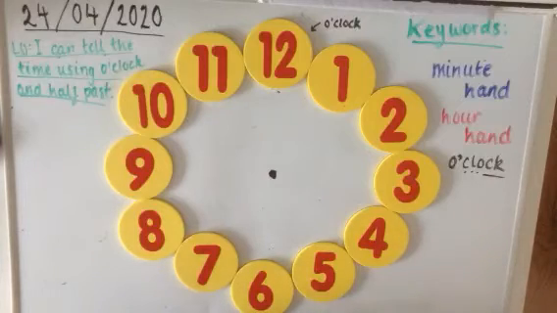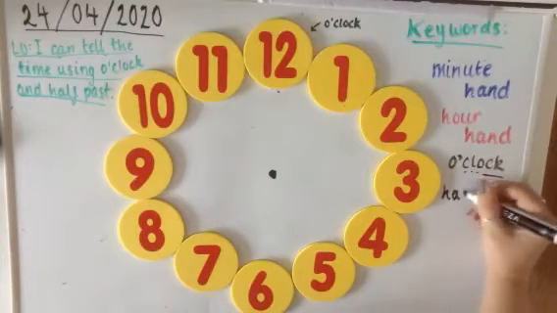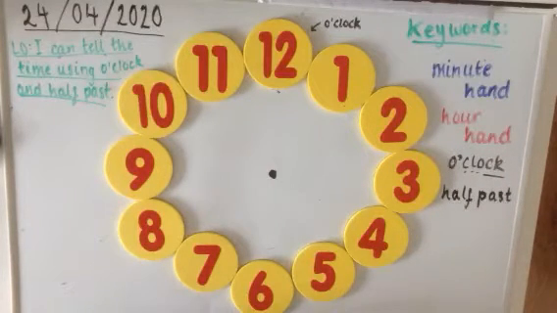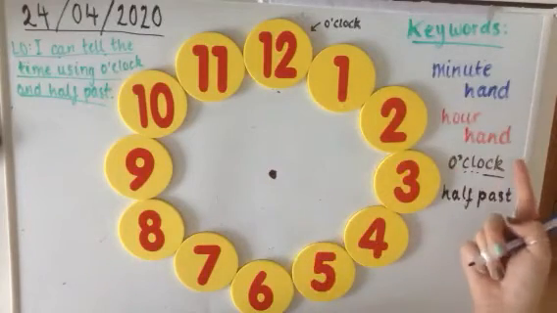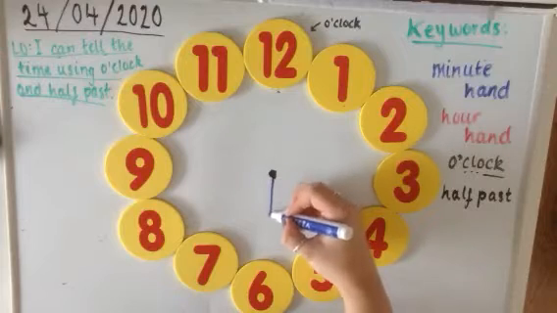And we are also going to have a keyword of half past today. Now, half past is when our minute hand isn't pointing to the 12 this time, because that would be o'clock. This time our minute hand is going to be pointing towards the 6.